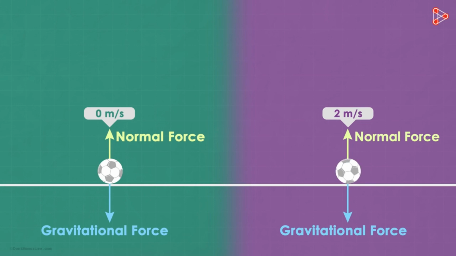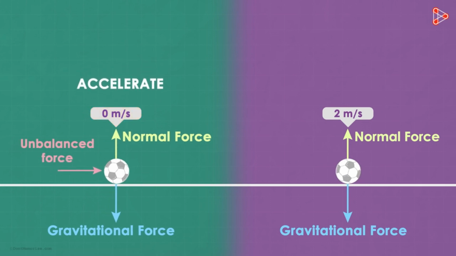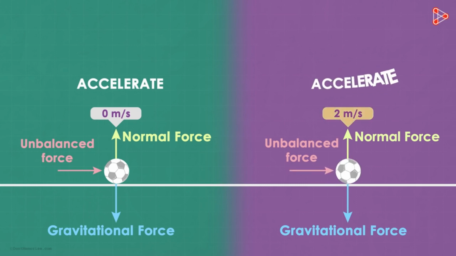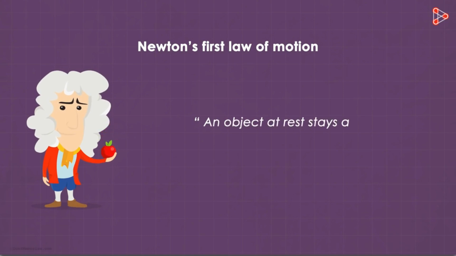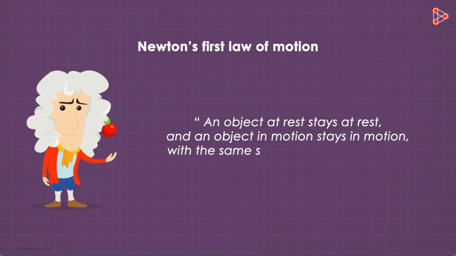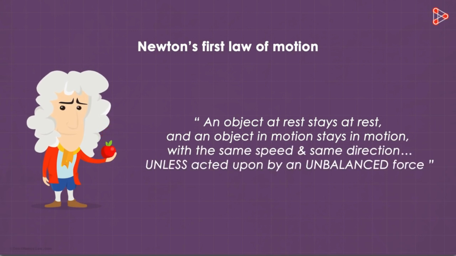If it's at rest and an unbalanced force acts on it, it will move. If it's in constant motion and an unbalanced force acts on it, it may accelerate or change direction. And this is nothing but Newton's first law of motion. Here's the correct definition: an object at rest stays at rest, and an object in motion stays in motion with the same speed and the same direction, unless acted upon by an unbalanced force.